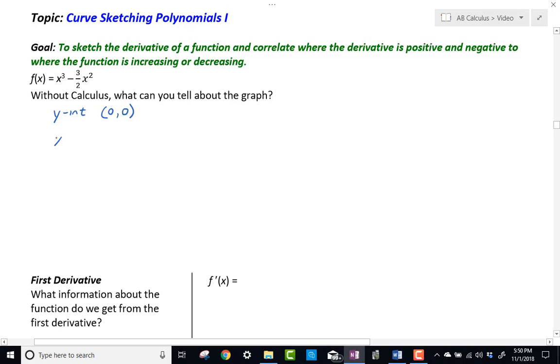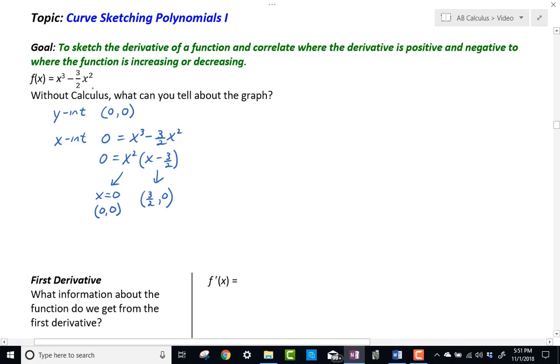Likewise, we could look for an x-intercept, so we could plug in 0 for y. We'll do 0 equals x cubed minus 3/2 x squared. So we can go ahead and factor this out. So 0 equals x squared times x minus 3/2. If I set x squared equal to 0, I get x equals 0. So that tells me I have a 0, 0 x-intercept, which makes sense because I had a y-intercept at 0, 0. And I have an x-intercept at 3/2, comma 0. So I have two x-intercepts on this graph.